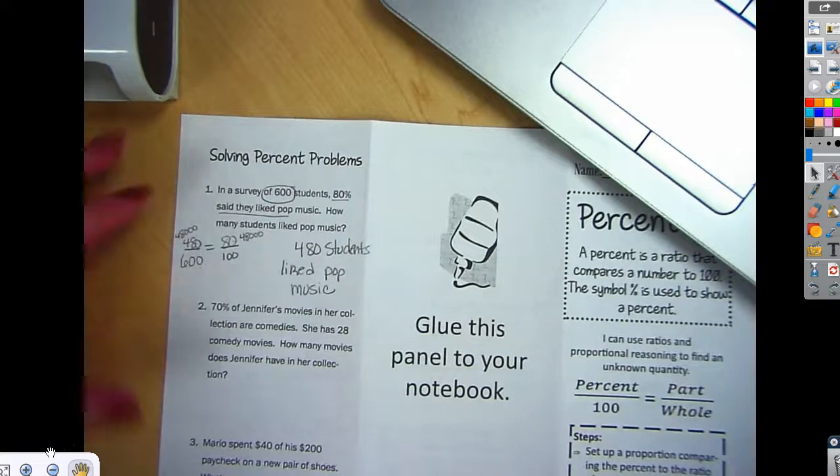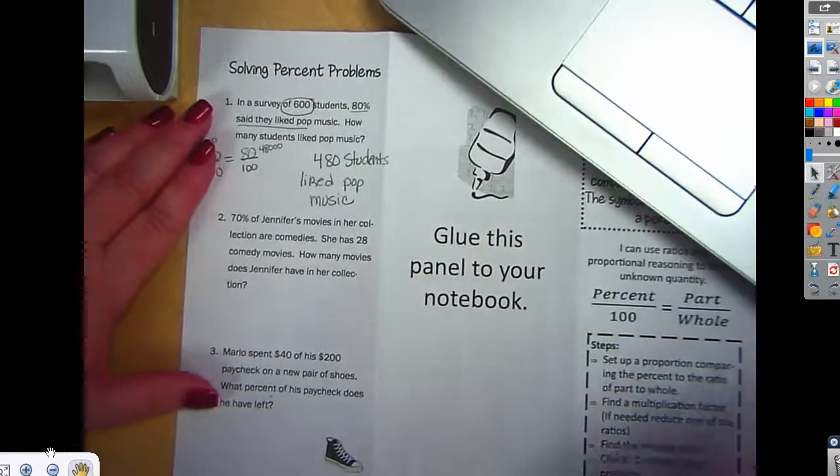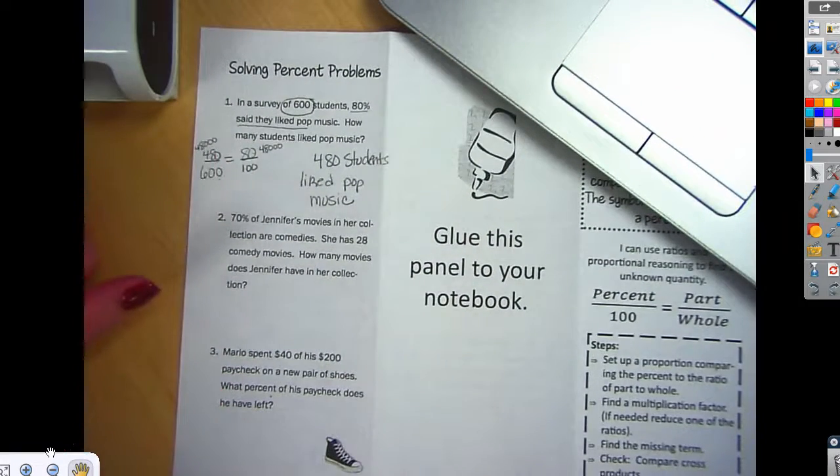Okay, let's try the next one. 70% of Jennifer's movies in her collection are comedies. She has 28 comedy movies. How many movies does she have in her collection, or in her whole collection? Right? Does that help me think about that?